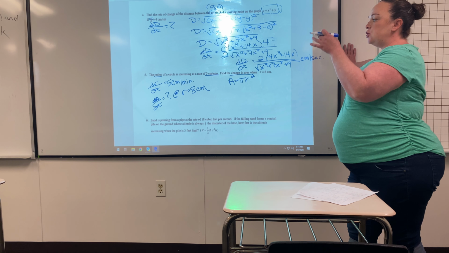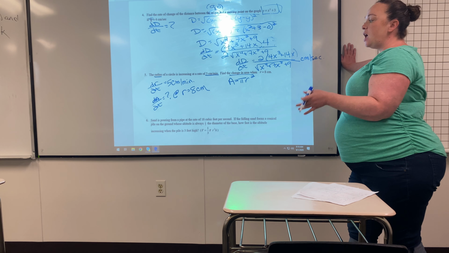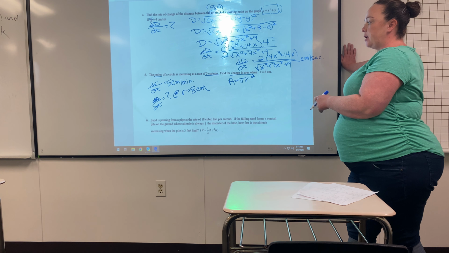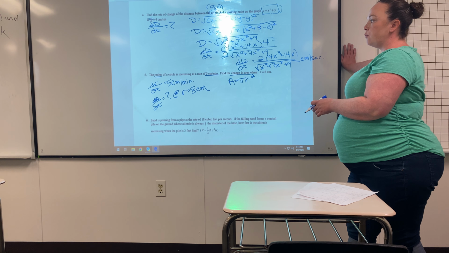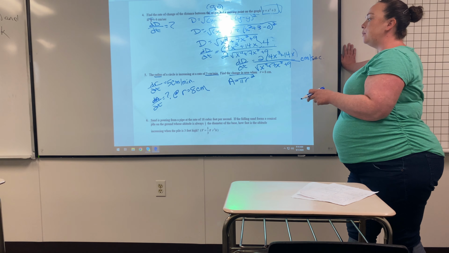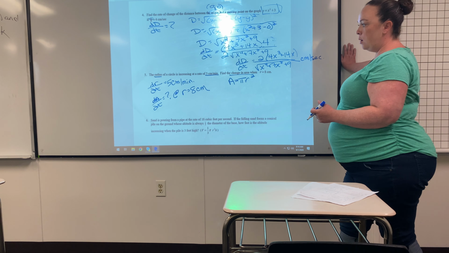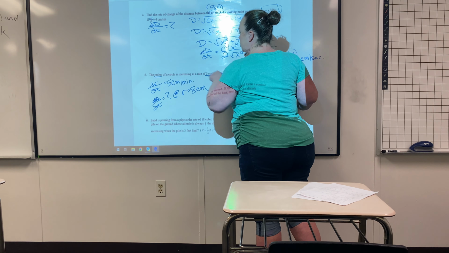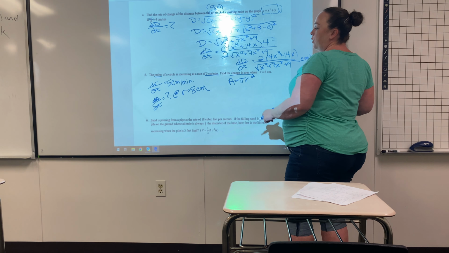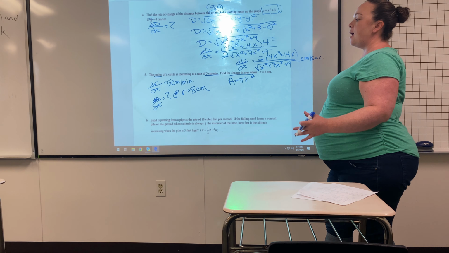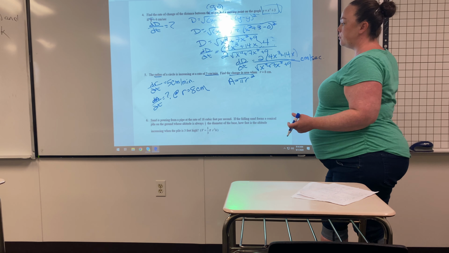If it's something that is changing, you cannot plug it in until after you've taken the derivative. Okay? If it's something that remains the same the entire time, then you can just plug the number in before you start doing the problem. But here, they told us that the radius is changing, so you can't plug in 8 now. You have to take the derivative first, and then you can plug in 8.